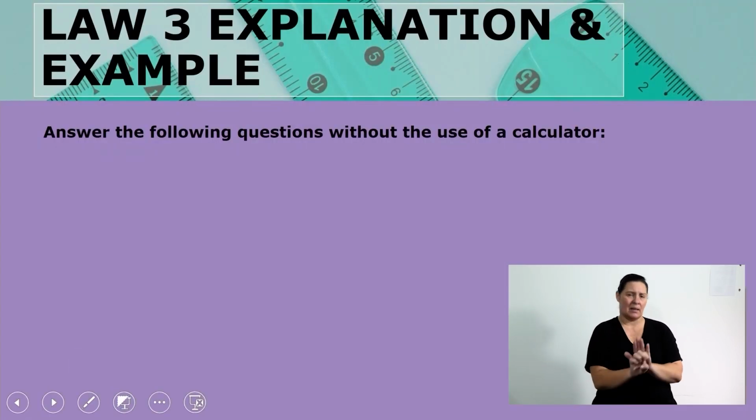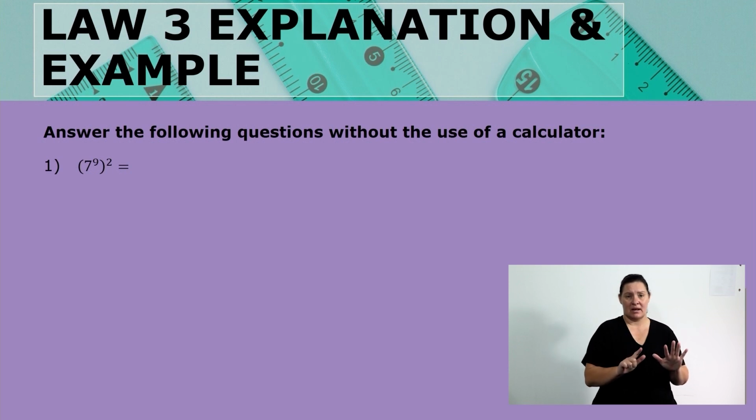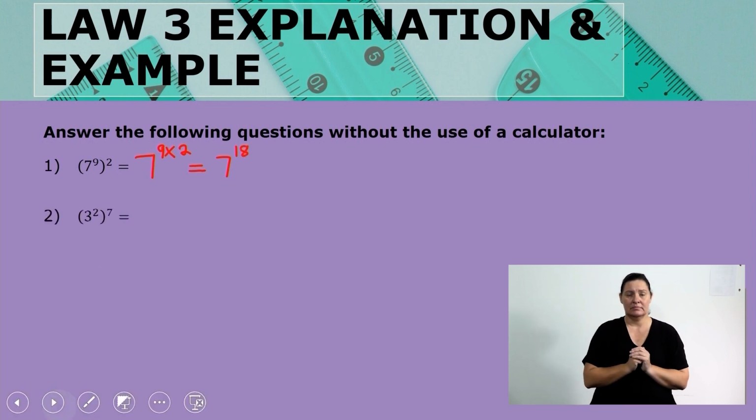Welcome back, and let us continue with our lesson on exponents. We were still on law number 3 and looking at some examples where we can apply it. The first example is 7 to the exponent 9, and that power is raised to the exponent 2. So we say 7, and we multiply the two exponents, 9 multiplied by 2, giving us an answer of 7 to the exponent of 18.